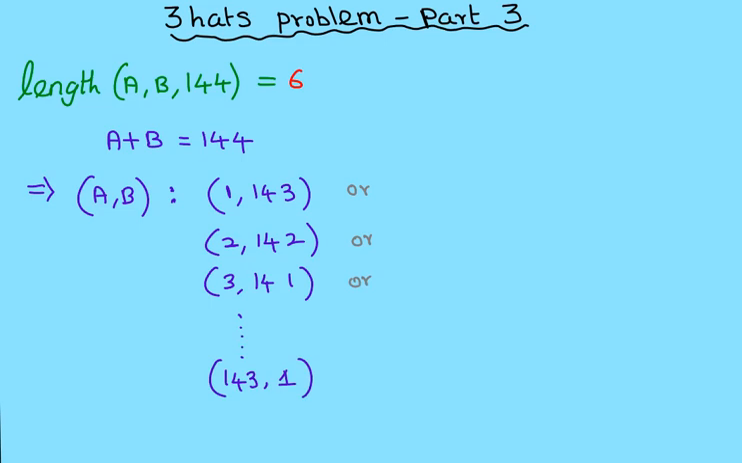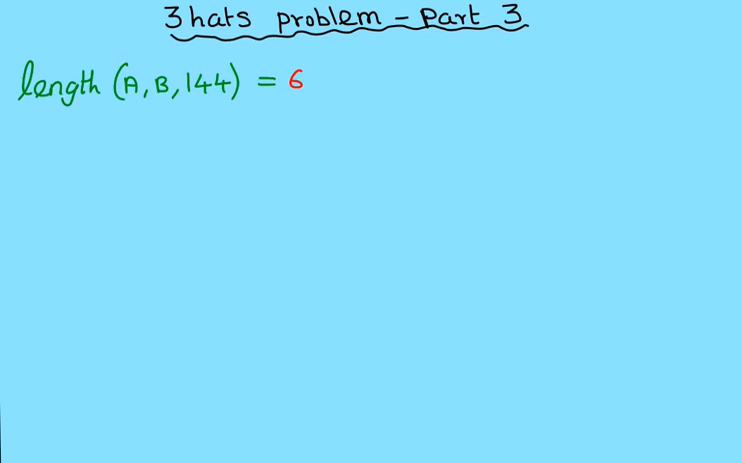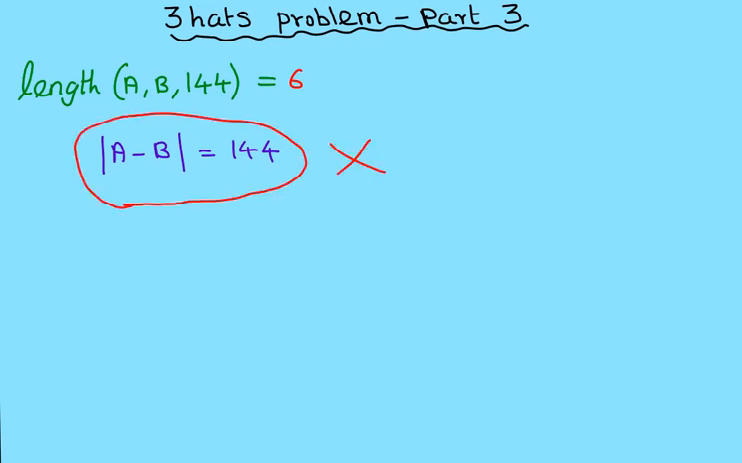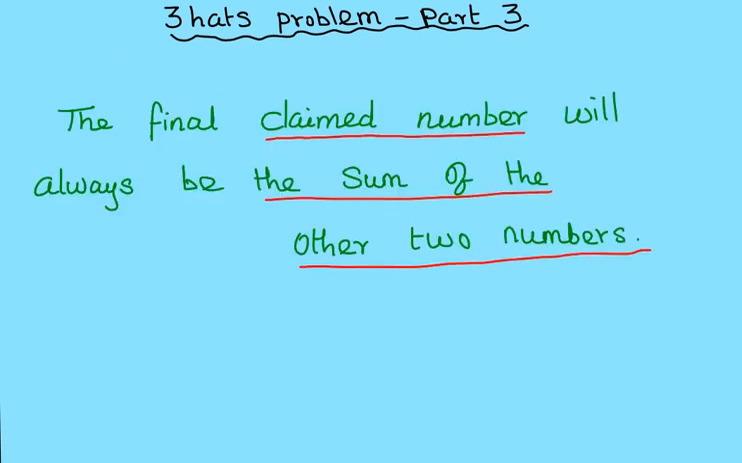But if C is the difference of A and B, that is the absolute value of A minus B equal to 144, then there are infinite possibilities. For example, A can be 145 and B can be 1, or A can be 10,145 and B can be 10,001, and so on. So we can't check all those possibilities. The good thing is this scenario cannot happen at all. The final claimed number will always be the sum of the other two numbers. Let us see why this is the case. Suppose the conversation length is 1.